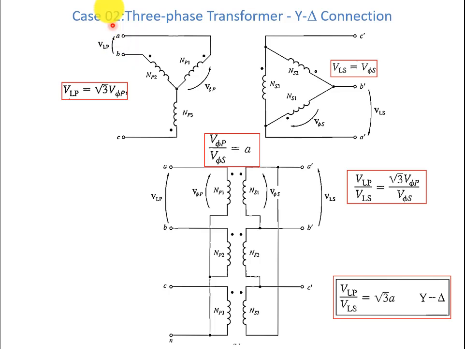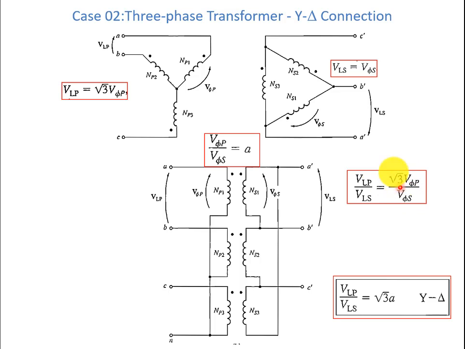Now, let's look at case 2, where the three-phase transformer is connected in Y-delta connection, meaning the primary side is Y connected and the secondary side is delta connected. So here the line primary voltage is square root of 3 times the phase voltage, but in the delta connection the line voltage and the phase voltage are the same. So in this case, V line primary over V line secondary is equal to square root of 3 V phase primary over V phase secondary.